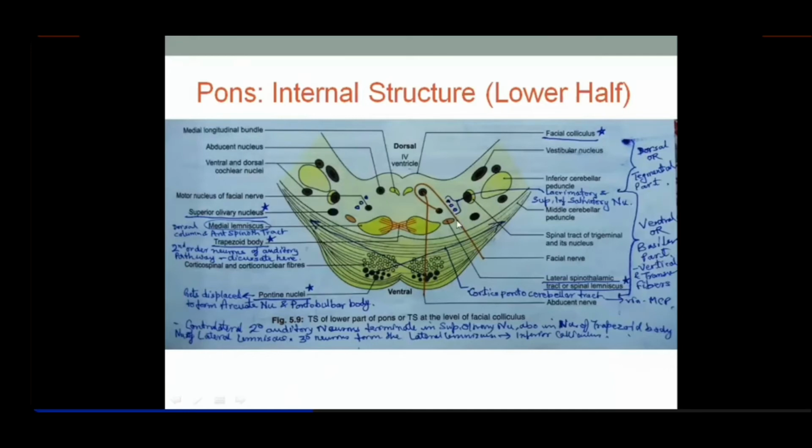Which functional column do all of these belong to? General visceral efferent. Okay. So these were the three functional columns.